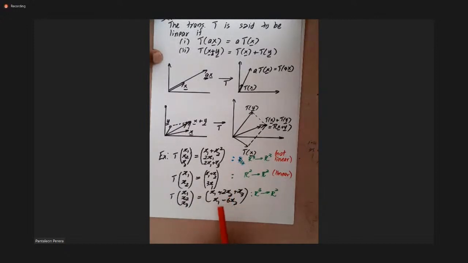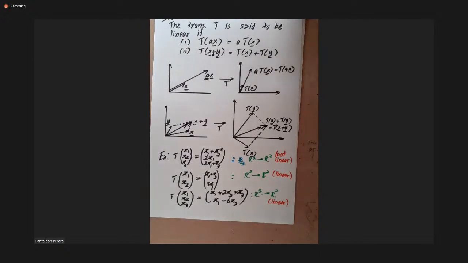What about this one? Third one. Linear. This is a linear expression. This is a linear expression. So, the third one is also linear. Right? One more. We will go through some examples.